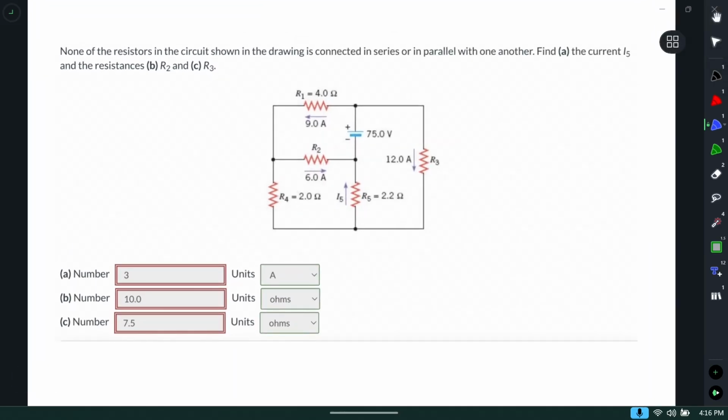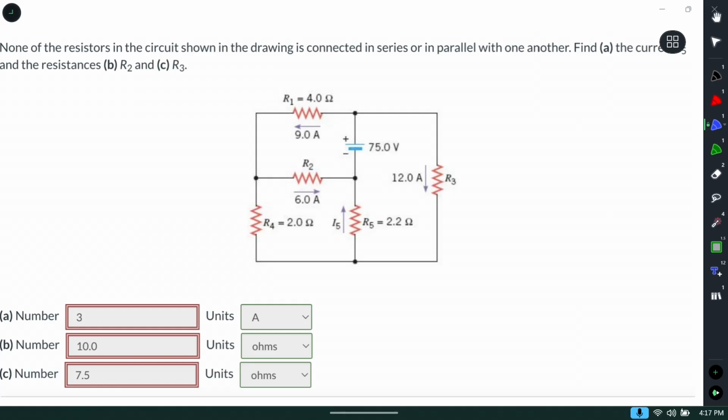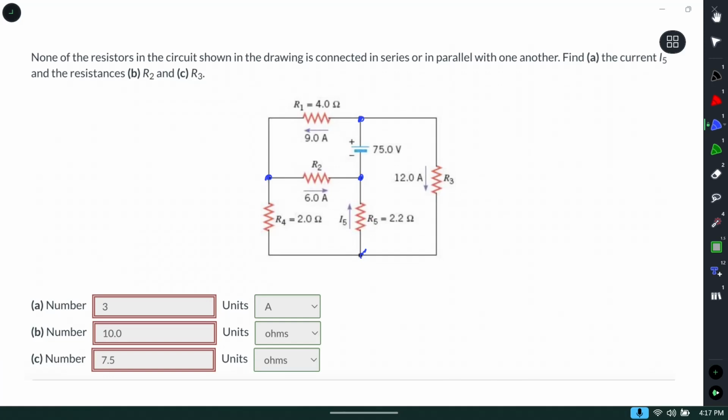So this question is a Kirchhoff's rules question. None of the resistors in the circuit shown are connected in series or parallel. We want to find the current I5 and the resistance R2 and R3. All right, so if we want to, we can label every junction in this, which I see 4 of them. They put dots there to help us see them, but there are 4 junctions in this circuit, and we can set up the junction rule at every one of them. I'll go ahead and do that just to see what it would look like, but there's an easier way. It actually is the junction rule, but just sidestepping some stuff.